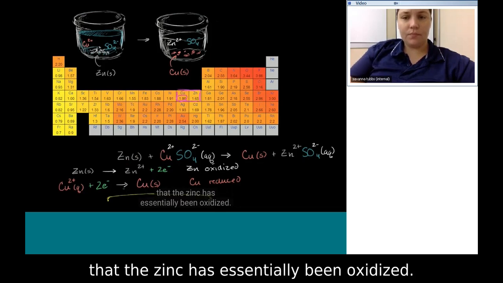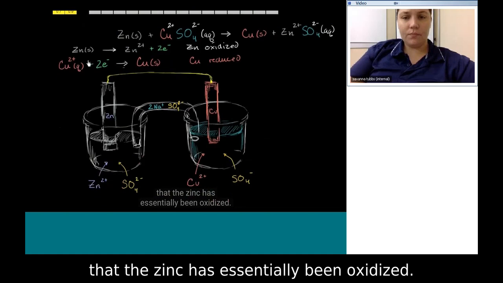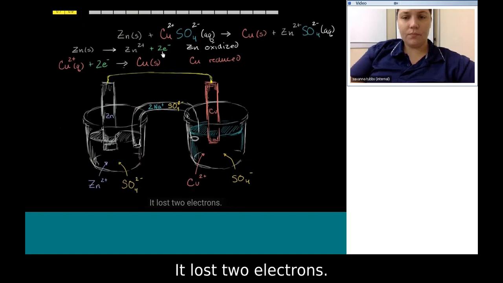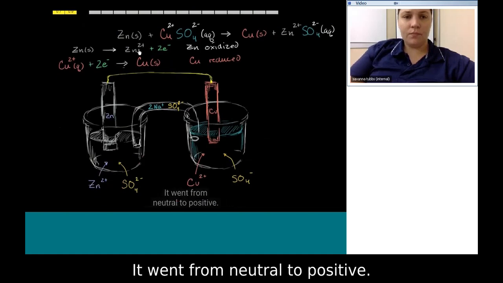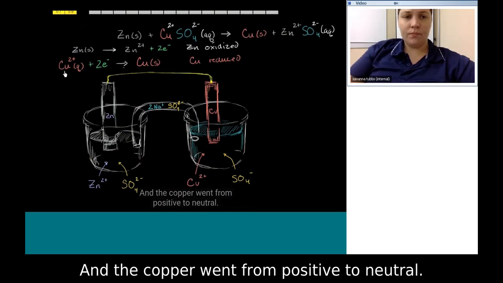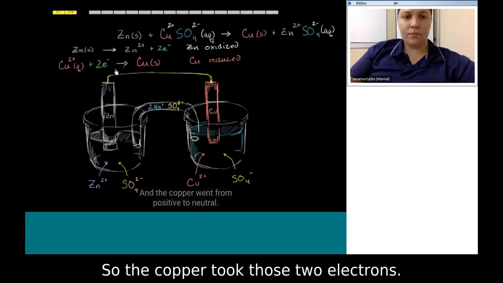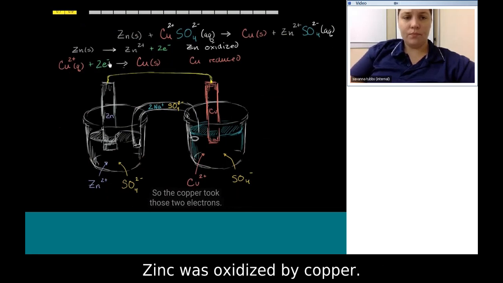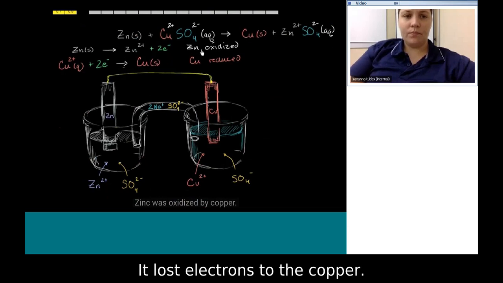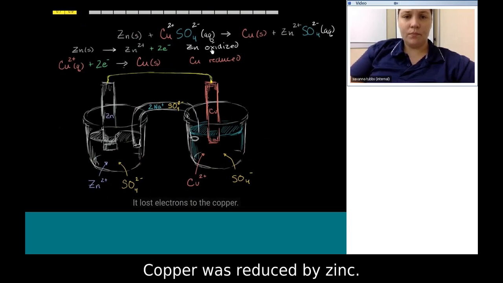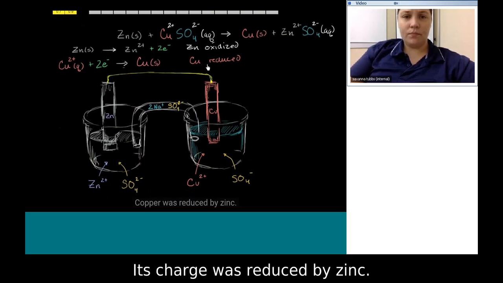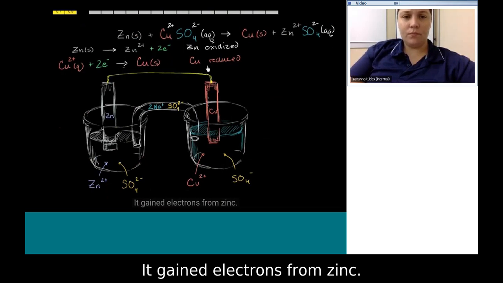It's an aqueous solution. You have the solid copper precipitating out, and now it's a solution of zinc sulfate, so the zinc has essentially been oxidized. It lost two electrons. It went from neutral to positive, and the copper went from positive to neutral. So the copper took those two electrons. Zinc was oxidized by copper. It lost electrons to the copper. Copper was reduced by zinc. Its charge was reduced by zinc. It gained electrons from zinc.